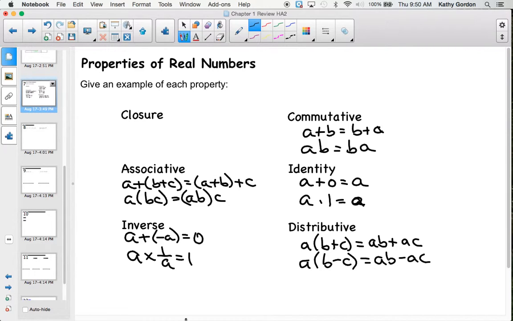So if you have a closure property for any set of numbers, what it means is if I'm going to perform operations with those types of numbers, the only kinds of answers I can get are those types of numbers. So for example, integers have closure because if I add or subtract or multiply or divide with just integers, oh no, I take that back. Maybe it's just for adding and multiplying. Because if you divide integers, you may not necessarily get an integer, right?